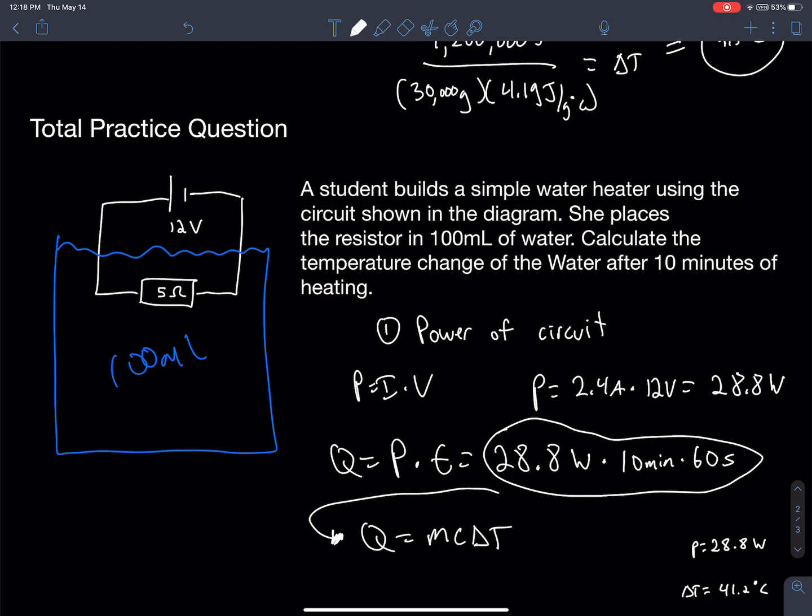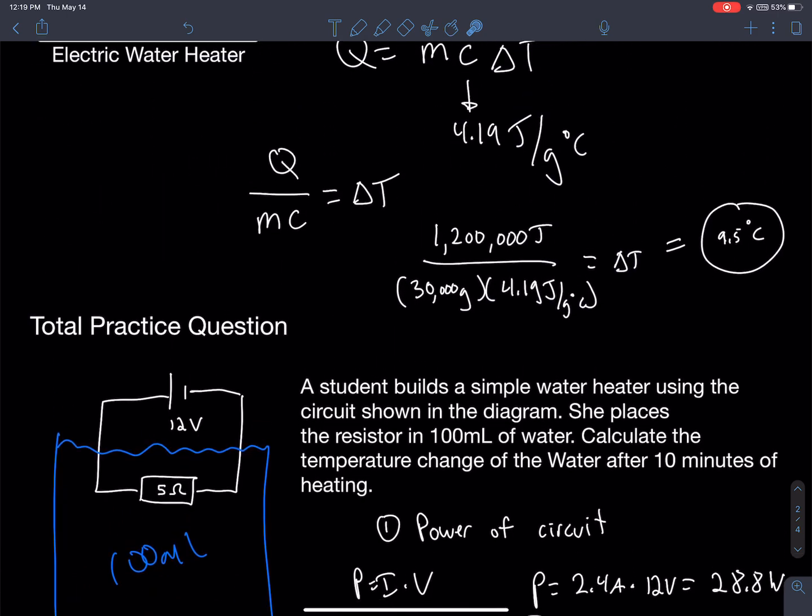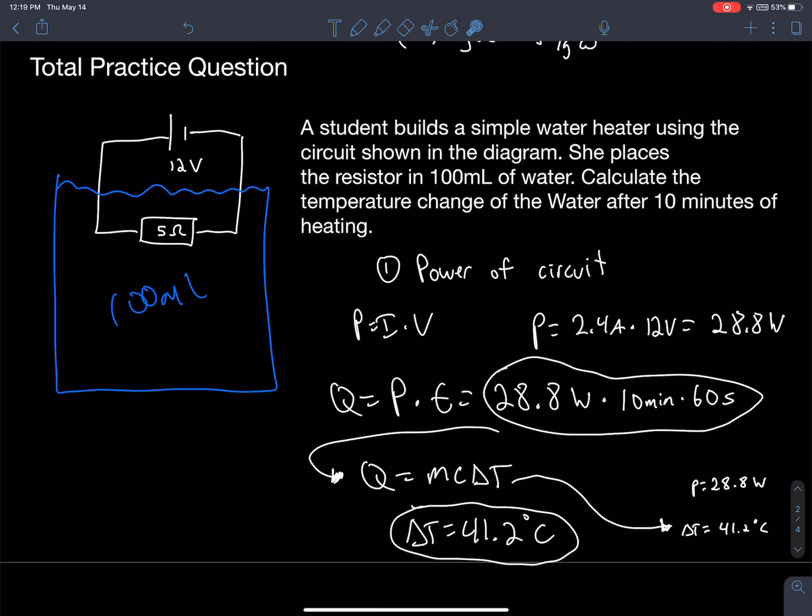And then if I take that value and put it into Q equals MC delta T, I'm not going to finish that part. I want you guys to do that. Now the mass is 100 grams, specific heat capacity is 4.19. If I did that, I should get a change in temperature of 41.2 degrees Celsius. So I want you guys to try that and see if you can get that. The reason she's getting a larger change is because it's a much smaller mass of water that she's heating.